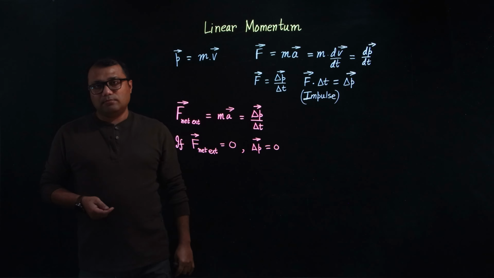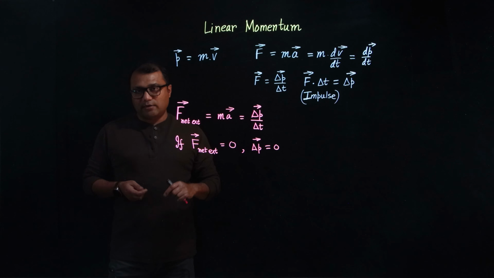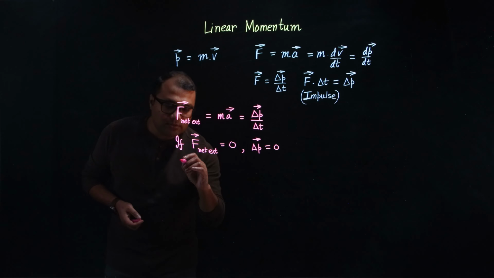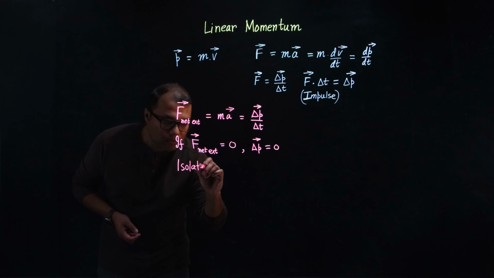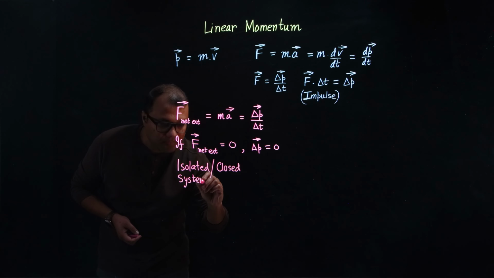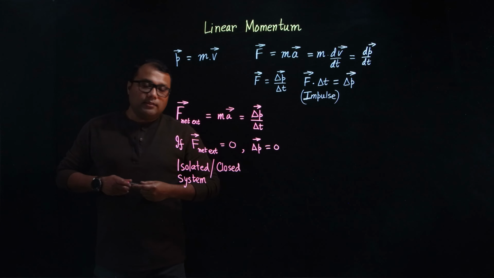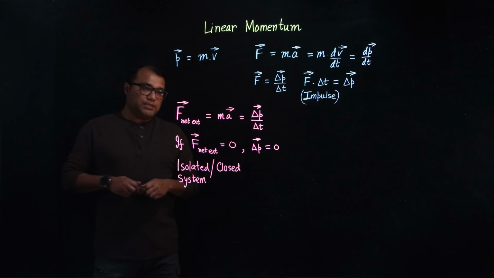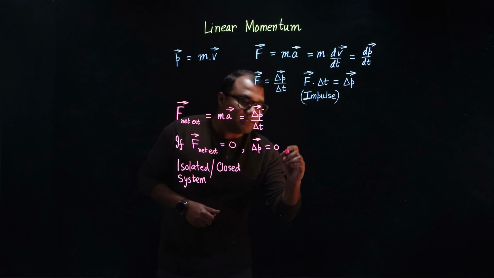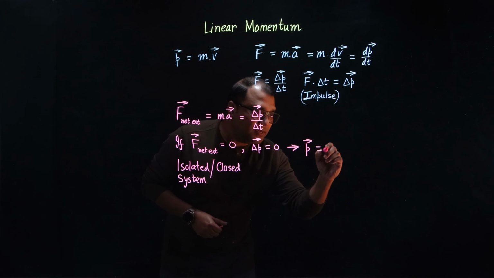So whenever a system has maybe multiple forces acting on it, but the net force acting on the system, all external forces, is 0, then that system is called an isolated system or also called a closed system. So it means the same thing. If it mentions an isolated system or closed system, it means the net external force is equal to 0. And if that's the case, then the change in momentum is 0. So what does that mean? That means momentum of that system is a constant.